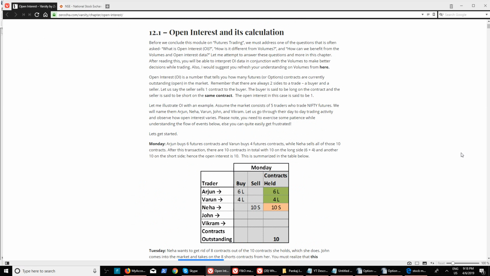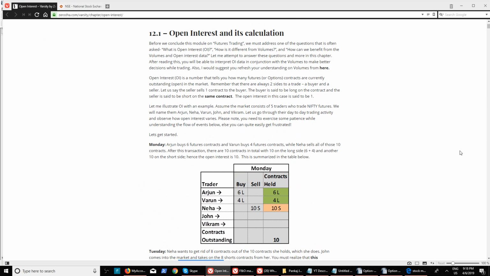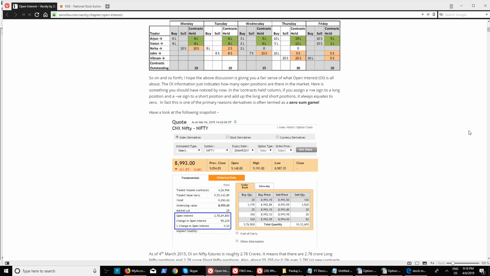Open interest is nothing but a number that tells you how many futures or option contracts are currently outstanding in the market. It does not mean the transfer of one contract to another one. That is not the one. Any outstanding open contracts which are available in the market is known as open interest, and that's how it is basically calculated. So that is more clear on this.